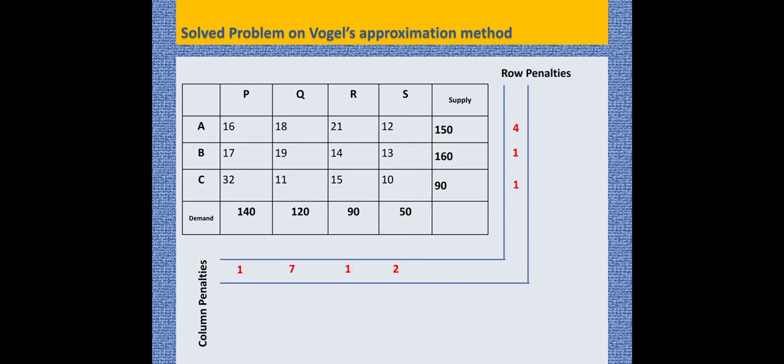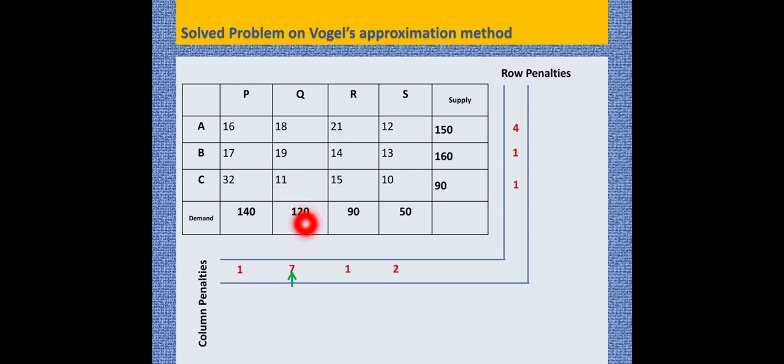So here next step is what? We need to identify the largest penalty. Largest penalty is what? 7 here. Largest penalty is 7. In this particular column, we need to identify the least cost. So here least cost is what? 11. In this particular cell, we need to allocate the units.